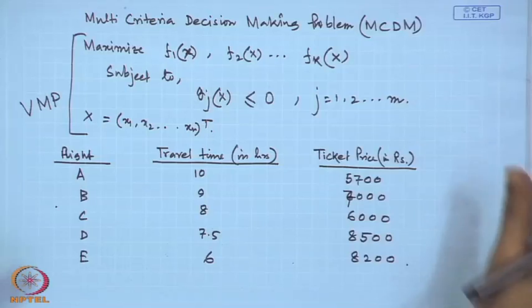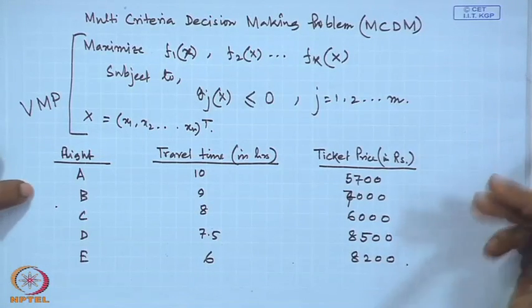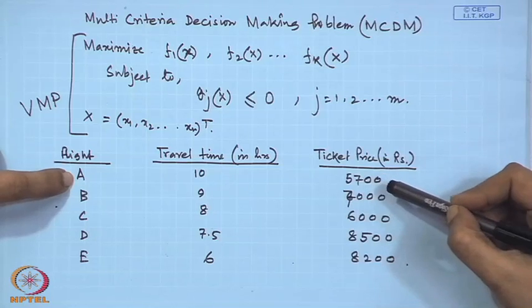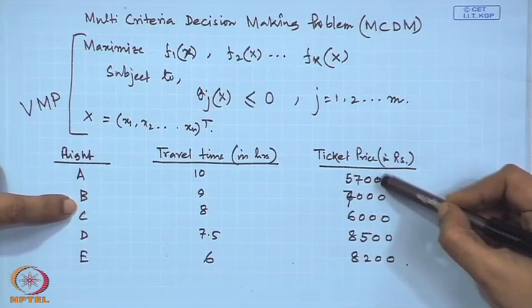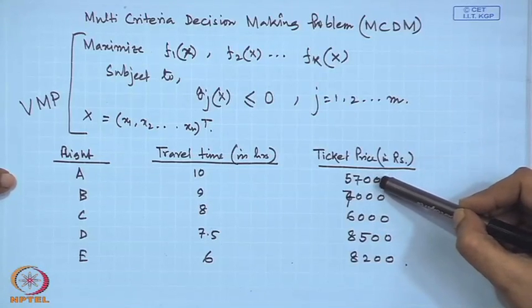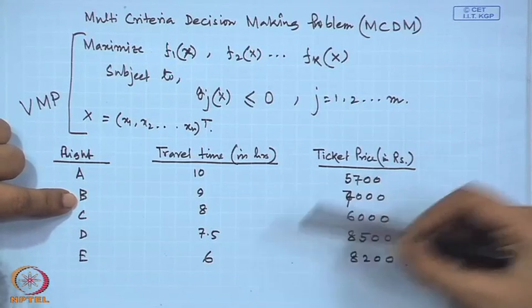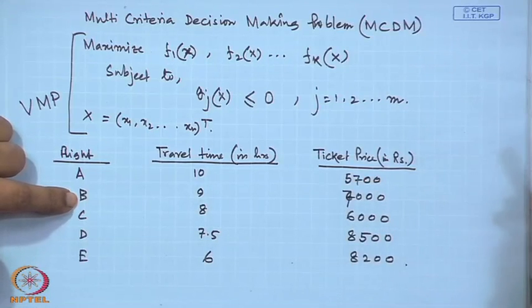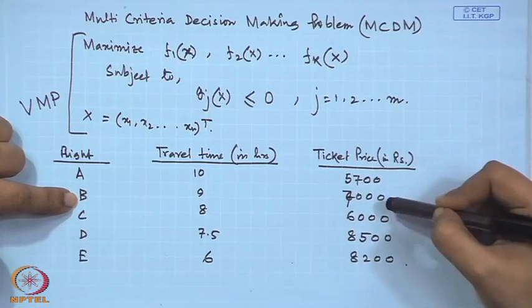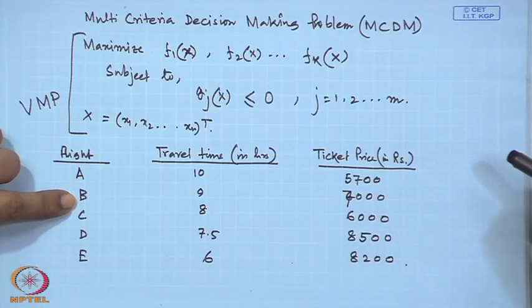Even from the data set it is very clear. Now, if I just want to compare this data, if I see the options A and B, what we see in option A and B: for A the travel time is 10, ticket price is 5,700, but for option B the travel time is lesser than that, 9 hours, but the ticket price is a bit high, that is 7,000.